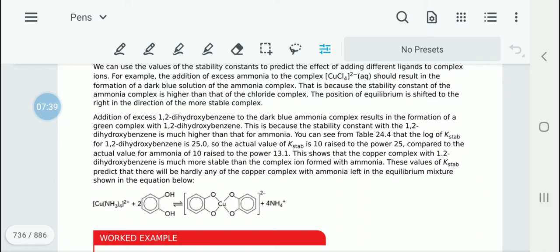So what happens is, if this is added, because it is actually very much powerful, that is, if you add the dihydroxybenzene, that actually means the copper complex is, because these are powers that we are talking about, very much more stable than the ammonia complex. As a result, if you add this chemical, the dihydroxybenzene chemical, you will get a mixture which would have hardly any amount of ammonia complex.